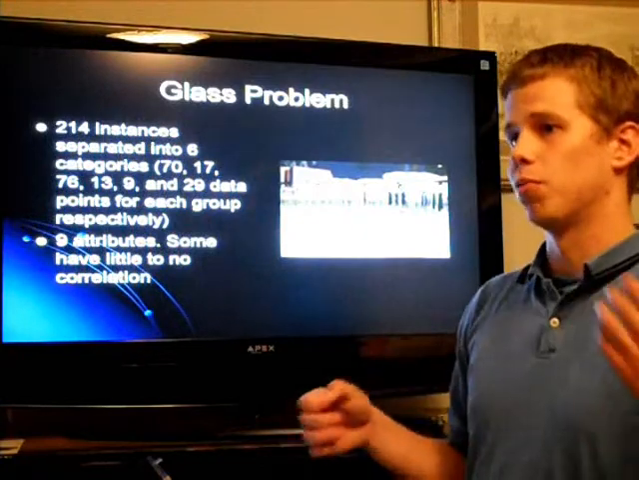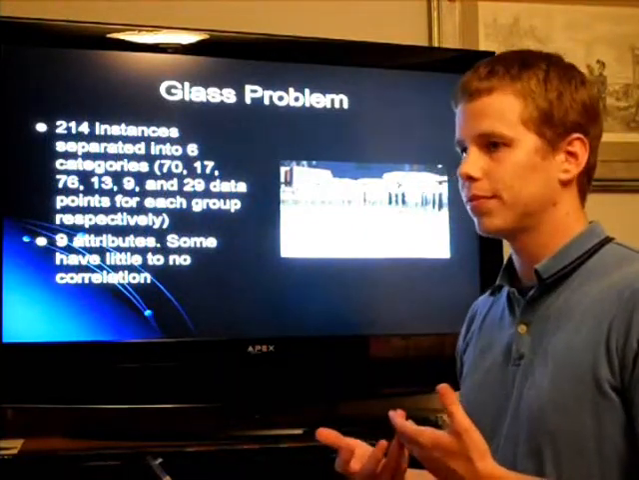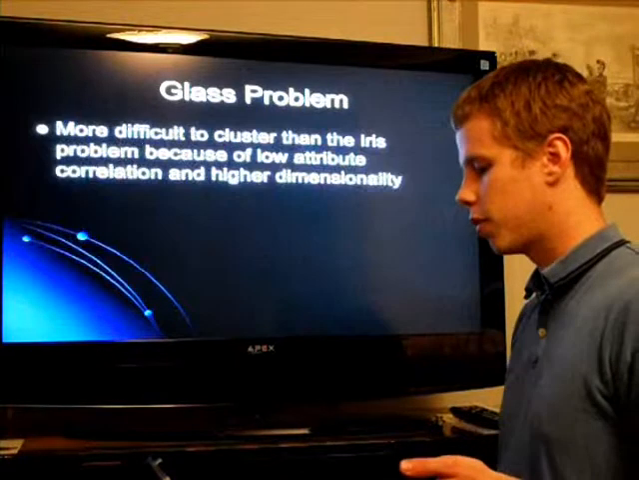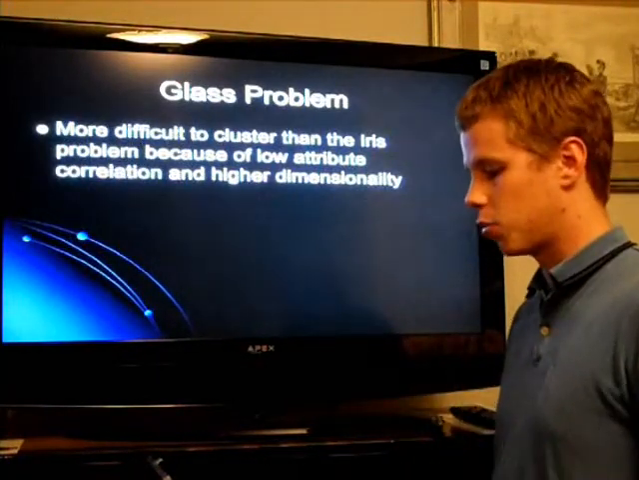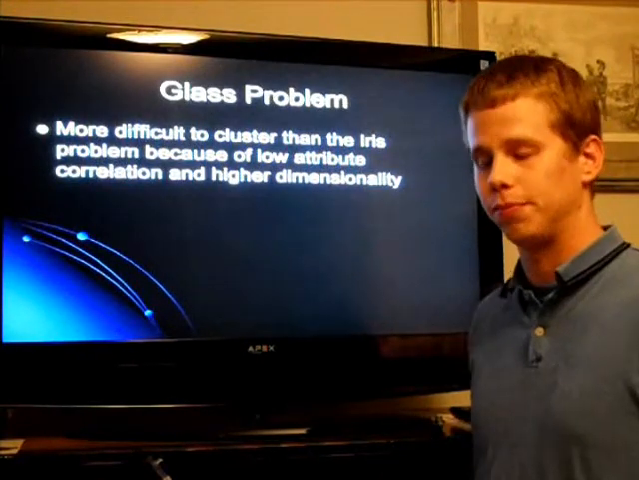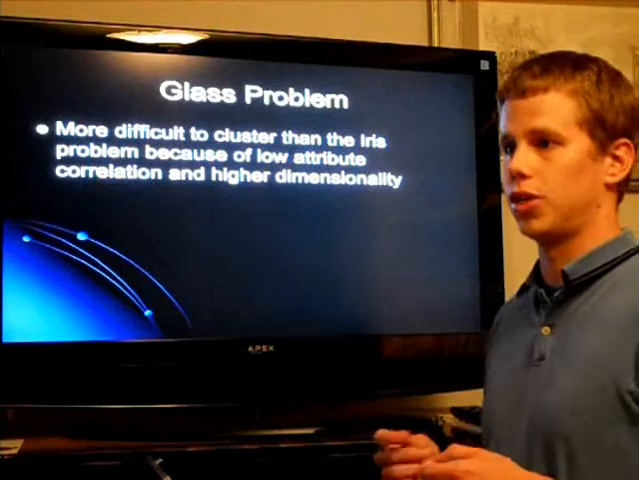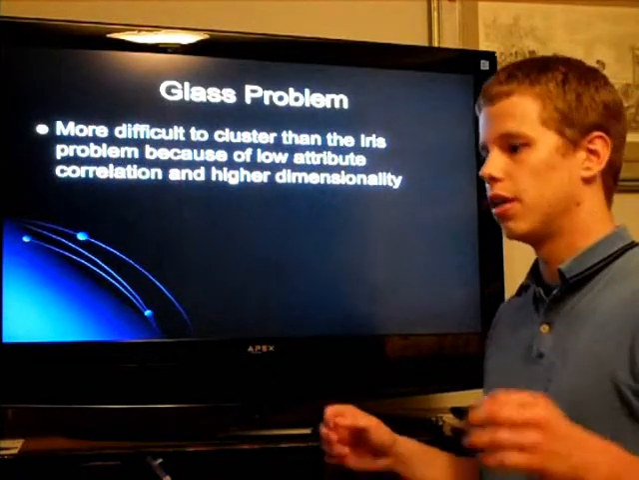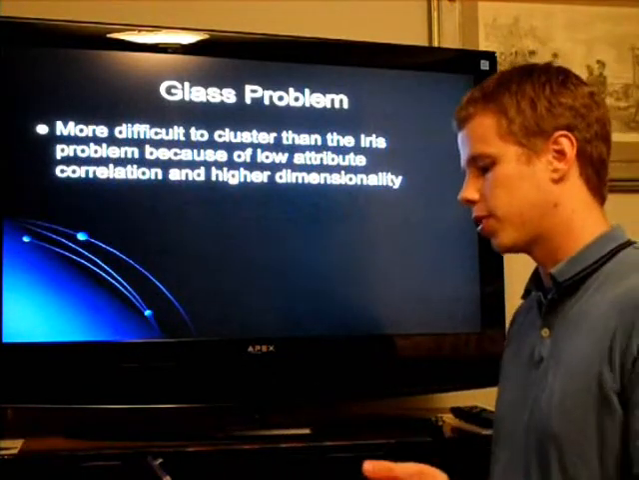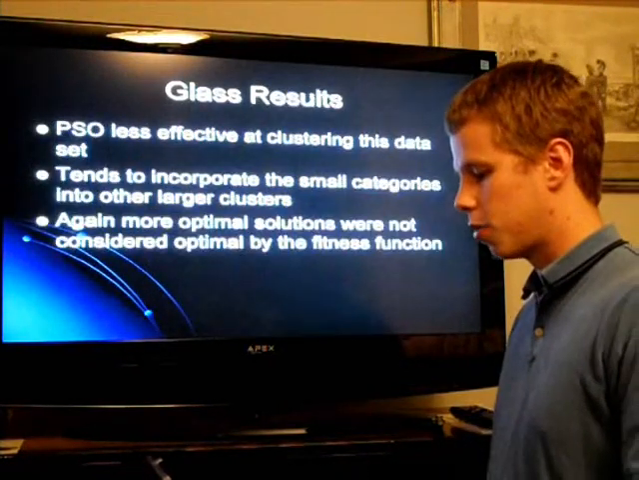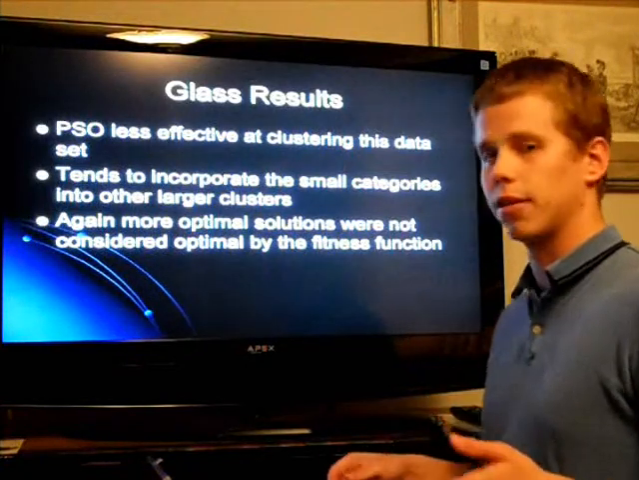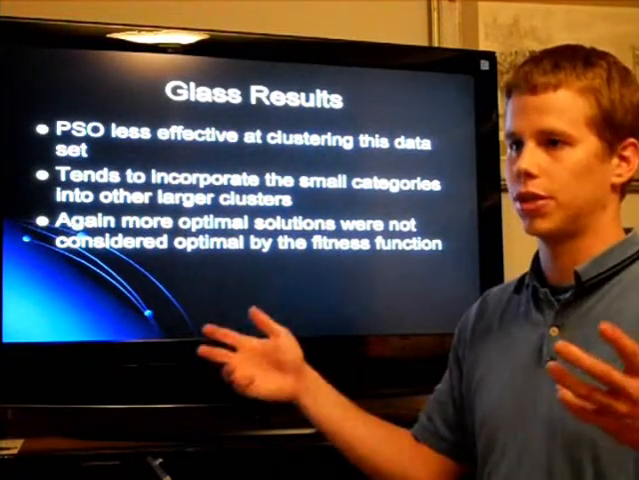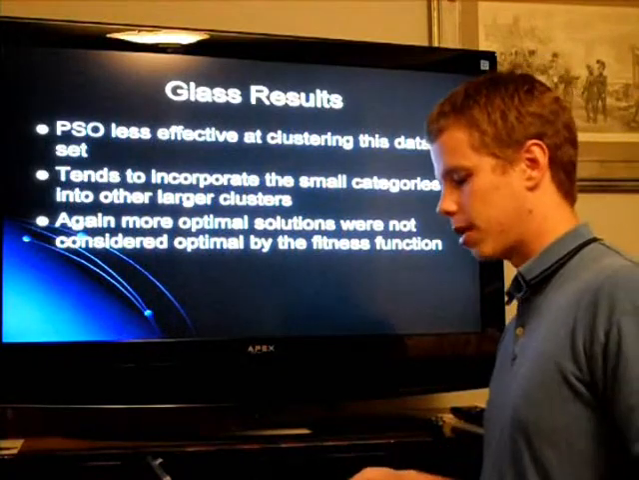Since there's more categories and more attributes, it's going to make it harder on the PSO algorithm to find the ideal solution. However, I ran it on this anyway, and as I just said, it was more difficult. Also, some of the attributes had little to no correlation with which category the glass belonged to. So you might want to consider doing feature selection of only the highly correlated ones to help you solve this problem. But I used them all anyway, and my results for the glass is that the PSO algorithm that I used was less effective on the glass benchmark problem than the iris benchmark problem, which is to be expected because it is a more difficult problem.